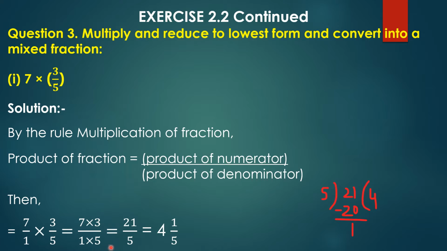Now we have to convert this into a mixed fraction. Therefore 21 by 5 will become 4 1 by 5. So this is shown here. When 21 is divided by 5, we have to do the division. 5 4s are 20, so we subtract and we get 1 as the remainder. Therefore this can be written as 4 1 by 5. It is the mixed fraction of the lowest form of the fraction obtained in the given equation.